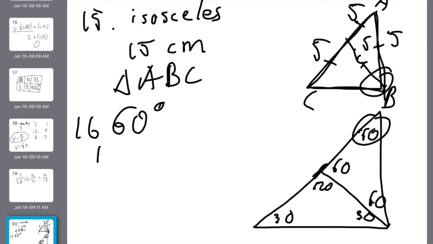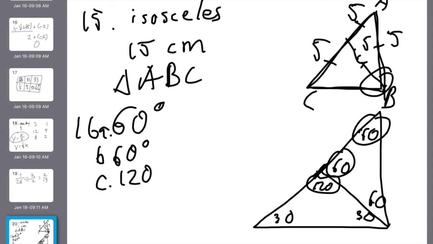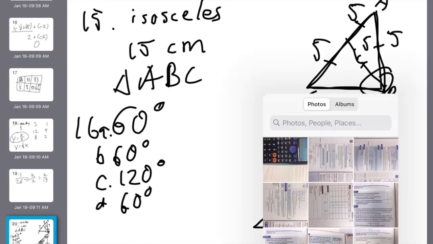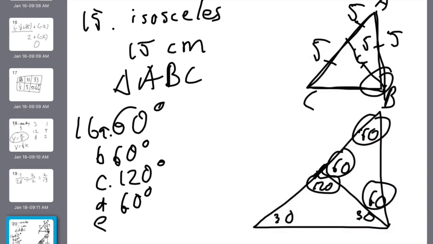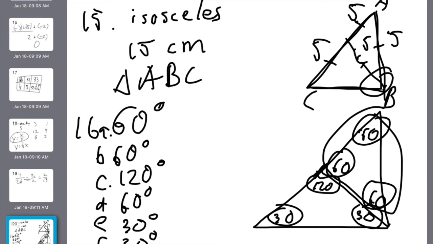Okay, here I go with 16, answering the questions. BAC is this guy, 60 degrees. I'll write a little A there. B, ADB, that guy, 60 degrees. C, BDC, that guy, 120 degrees. D, DBA, D down to B to A, that guy, back to 60 degrees. Sorry. E, D to B to C, that guy, 30 degrees. And last but not least, D to C to B, this guy, 30 degrees.